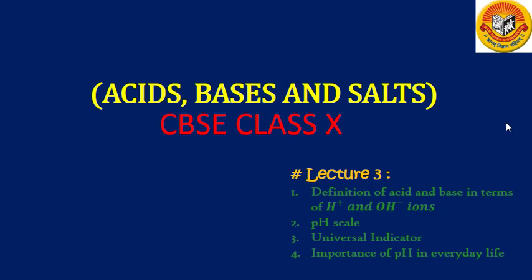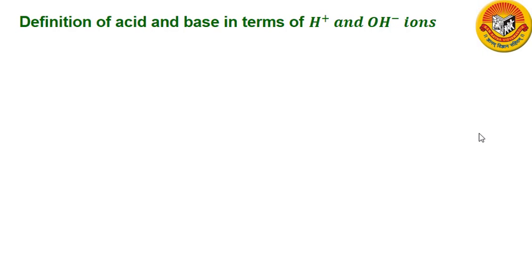This is Rajesh Verma, and in this lecture we will see the definition of acids and bases in terms of H plus and OH minus ions, pH scale, universal indicator and importance of pH in everyday life. Let us start with the definition of acids and bases in terms of H plus and OH minus ions.